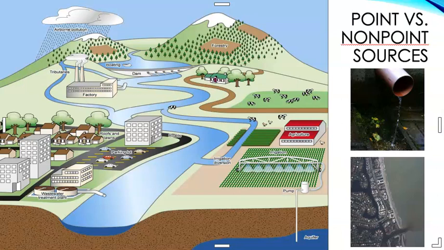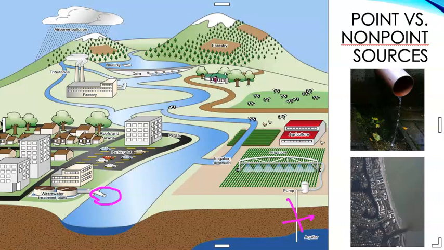Pause the video for a minute and take a few seconds to try to identify as many point sources as you can. All right, let's see what we can identify. So we are looking for pipes. Notice that we have a pipe here. This pump actually is pulling water out of the aquifer, so this one is not going to count, so we'll say no for that one.